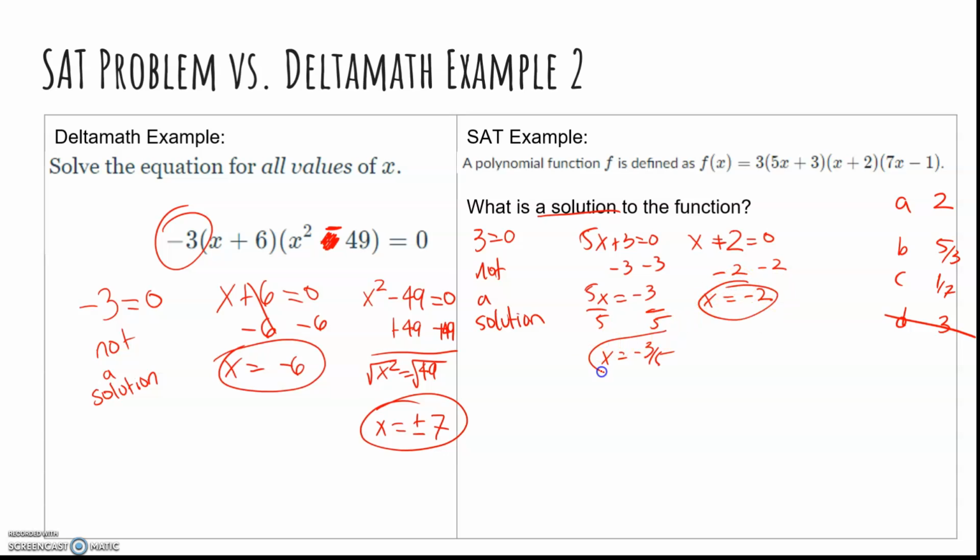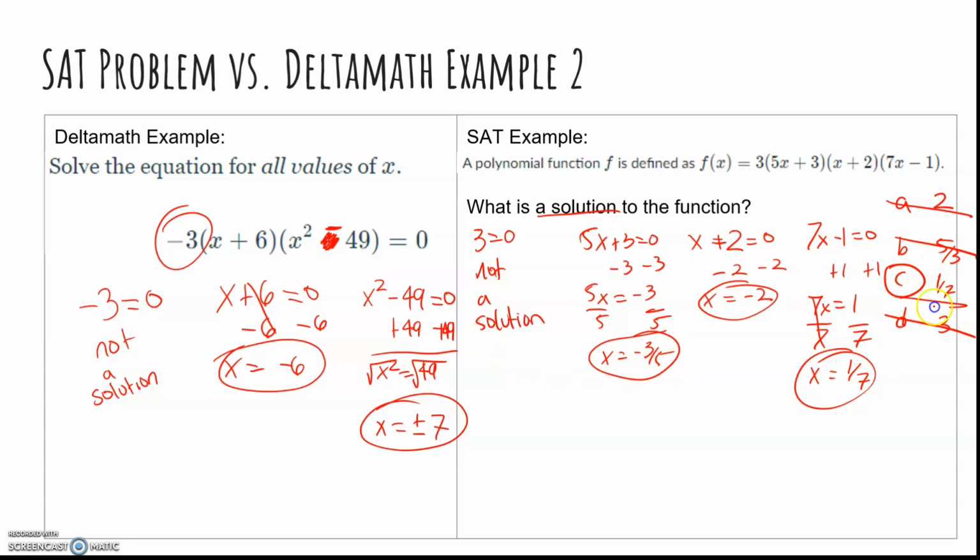So I have 1, 2 right here. I'm going to guess that that's probably not right. I'm going to guess that that's not right. So at this point, I'm probably going to choose C, but we're going to solve just to be sure. I'm going to add 1 to both sides. That's going to give me 7x is equal to 1. Divide by 7 on both sides. X is equal to 1 over 7. So this one is a solution. These are all of the solutions that we could possibly have, but from our hypothetical, only C was the correct answer.